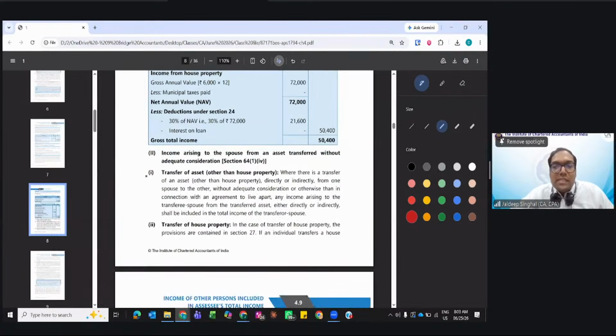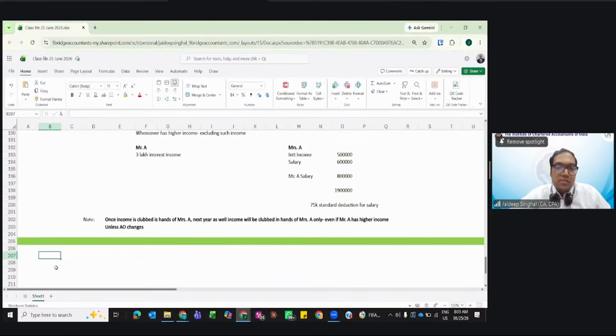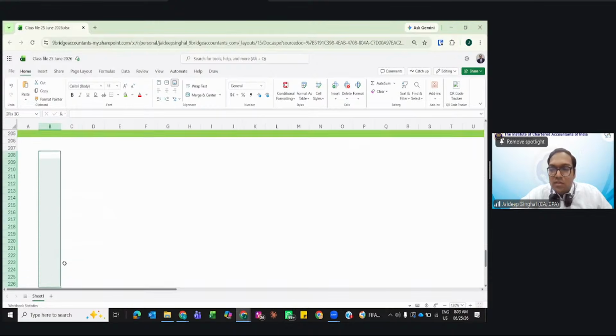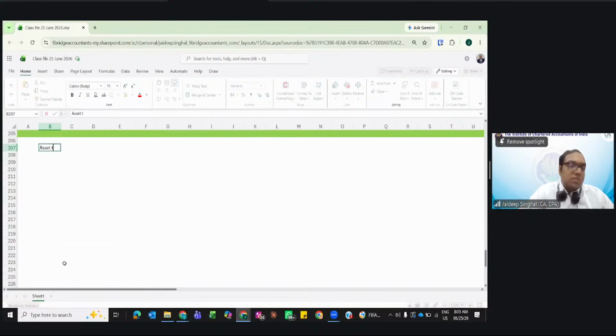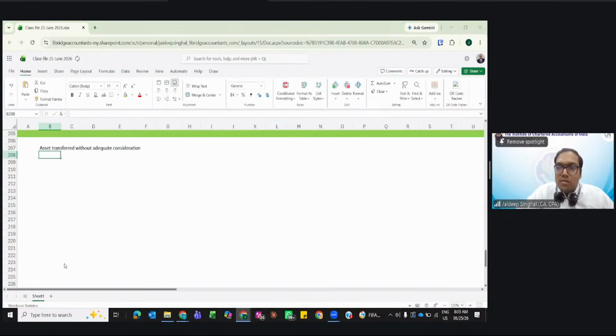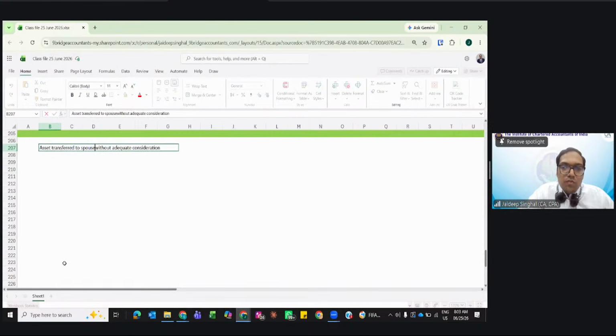Okay, come to the second number. Transfer of asset other than house property. Sorry, income arising to spouse from an asset transferred without adequate consideration. Now, let's discuss assets transferred without adequate consideration to the spouse.